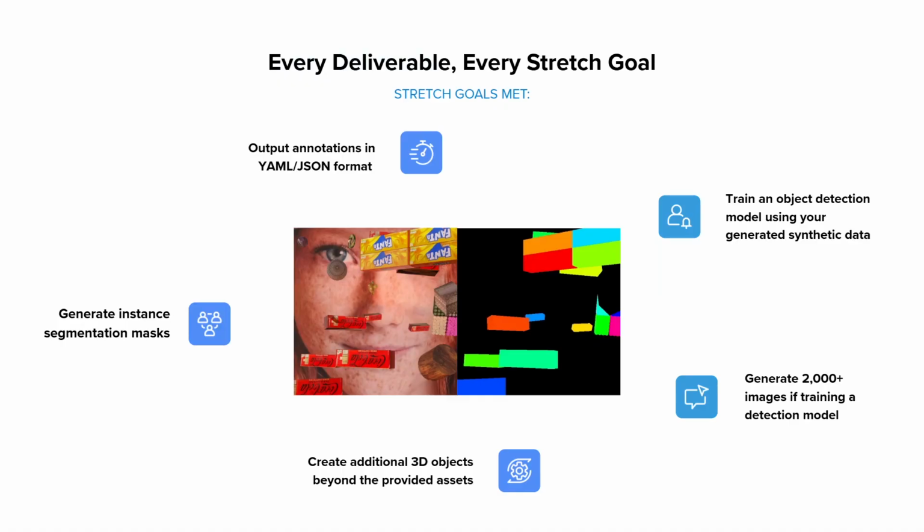Beyond the core objectives, we went further and beyond and met the stretch goal. We were able to annotate the labels in either YAML or JSON format. We were able to generate instance segmentation masks, and then we were able to import custom 3D objects beyond the provided asset. We were able to generate over 2,000 images, and then we were able to train an object detection model with it.